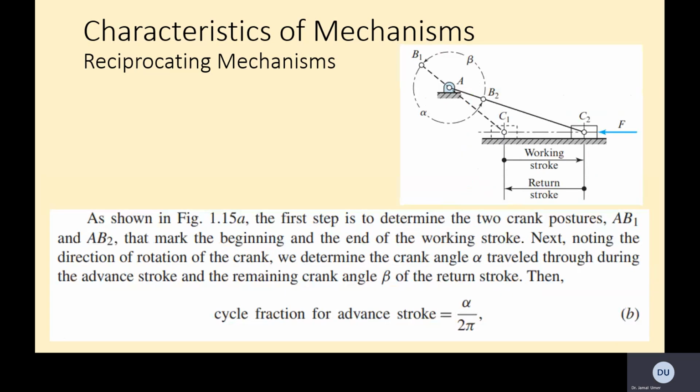All right. Now a little bit further explanation, as shown in figure 1.5a. The first step is to determine the two crank postures, which I explained to you. Alpha is the advance when it's moving from C1 to C2, and beta is the one where it has to come back. The first step is to determine the two crank postures, AB1 and AB2. These mark the beginning and end of the working stroke.